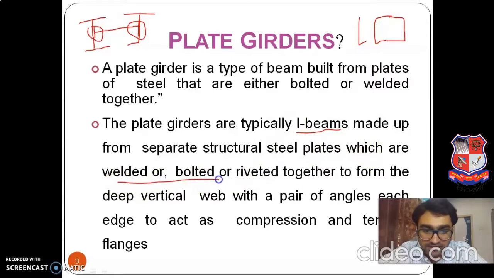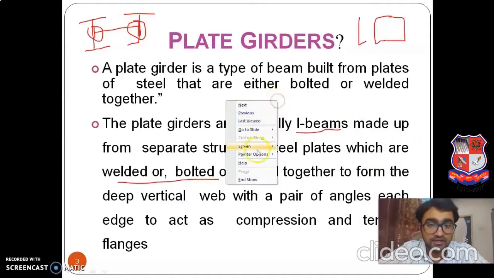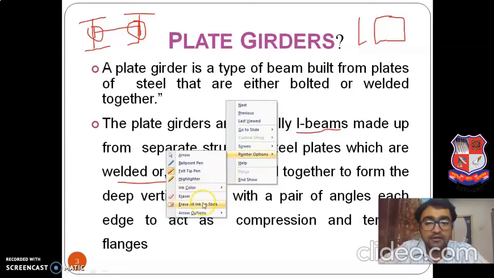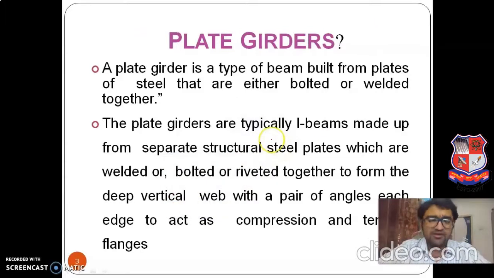We have already studied what is welded, bolted. So there are the connecting criteria, how to connect that. With a pair of angles. So angles are being used to connect all this. How are we connecting? Here we are connecting an angle to it, to act as compression and tension flanges. Now, what do you mean by the flange, and what do you mean by the web, and all the different components we will understand in the later slides.